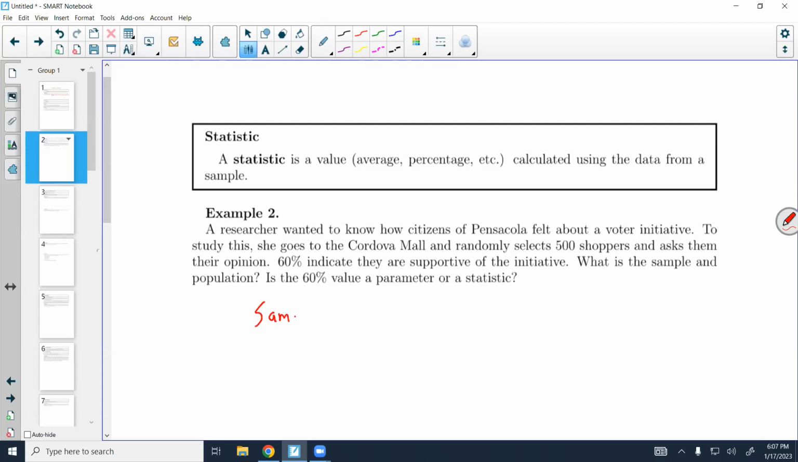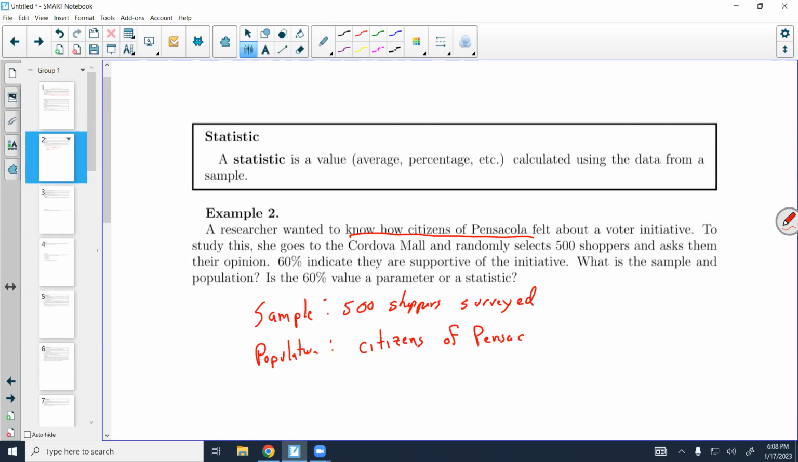So what is the sample? The 500 people, 500 shoppers surveyed? So it's the people that were actually surveyed. So what's the population? How about, want to know how citizens of Pensacola, citizens of Pensacola, that's the population. I'm trying to determine what the people of Pensacola think. We're asking 500 people in the mall, which is probably not actually a good sample, but that's what they chose. And then what is this 60%?